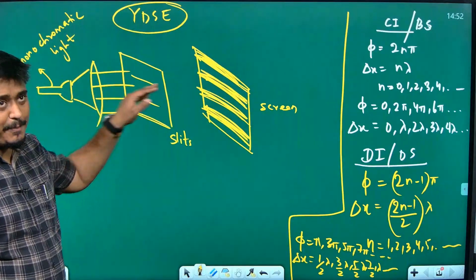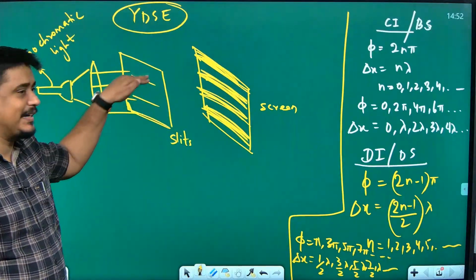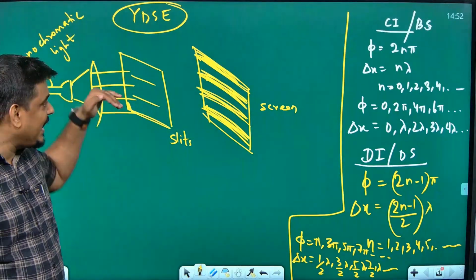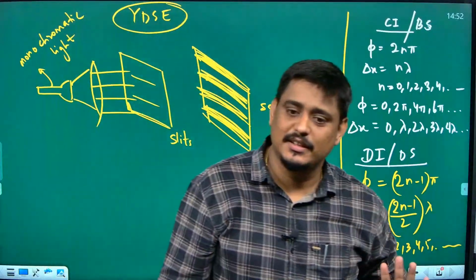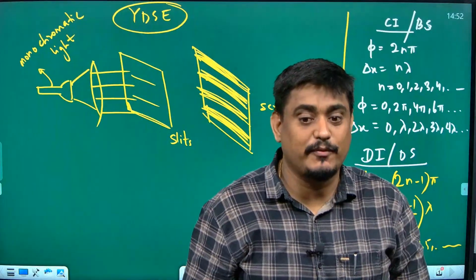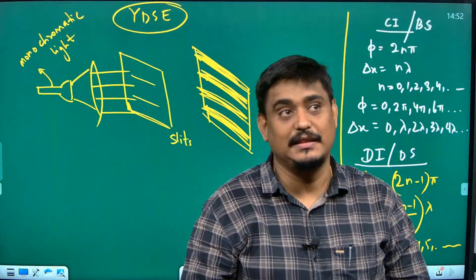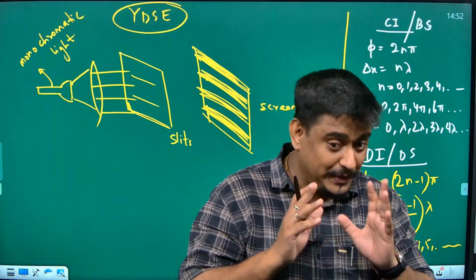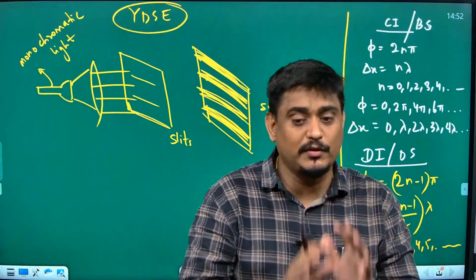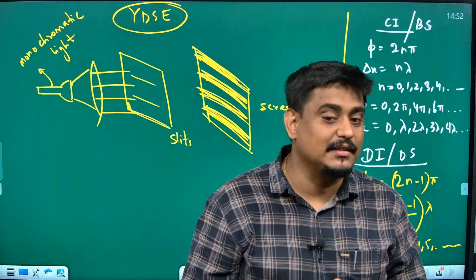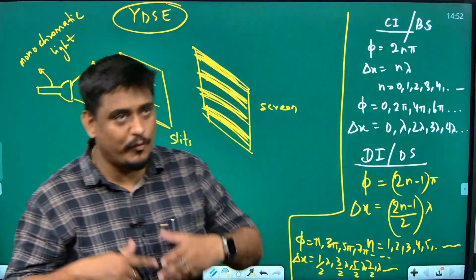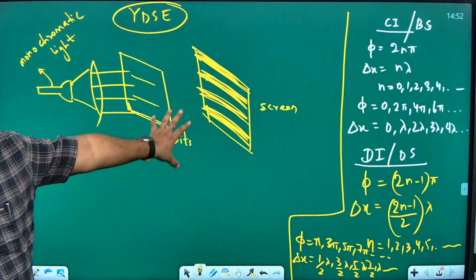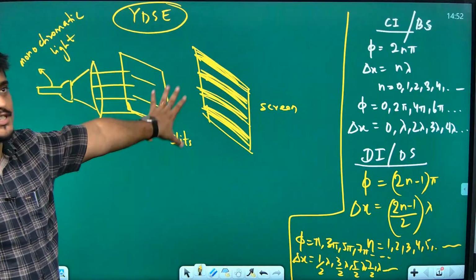If it goes in a straight path, I should have only two brightness. It means light has somehow entered and gone in some curved path, which is only possible if light is a wave. That's how Young, with this experiment, proved to the world that light behaves like a wave and not like a ray.